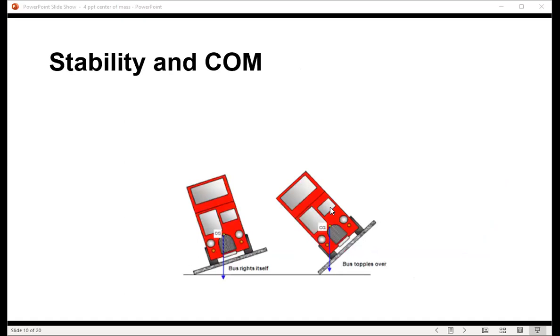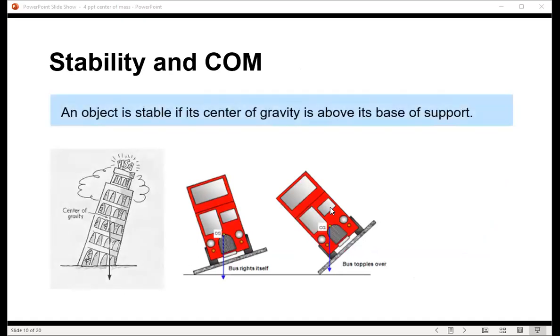All right. The next thing I just want to point out is stability and the center of mass. It says an object is stable if its center of mass or center of gravity is above its base of support. So here is the center of gravity, center of mass of the Leaning Tower of Pisa. And if I hung a string straight down, here's its base of support. And as long as my plumb line is between my base of support, it's stable. So the Leaning Tower of Pisa is not going to fall down because it meets the concept of stability.